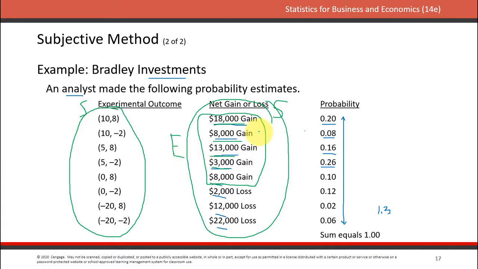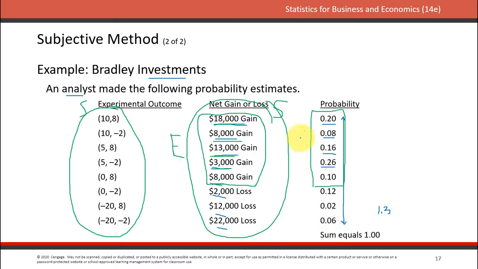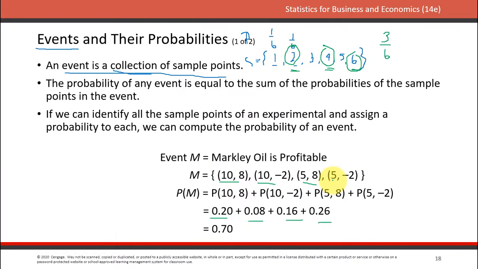So if we want to know the probability of the event of being profitable, what should we do? We should add up the probability of $18,000 gain, which is 20%, plus the probability of $8,000 gain, which is this, and we add these up. So we have to add up, I guess, these numbers here to figure out the probability of it being profitable. The only way it's going to be not profitable is if one of these happens, and those are these probabilities. The 20%, the 8%, the 16%, and the 26%. Those are these numbers here: 28, 16, 26, and 10. Is that right? They left out the 10. Why is that?